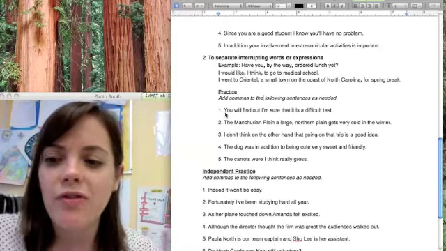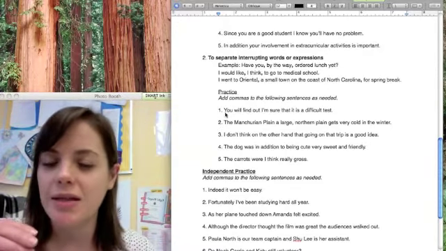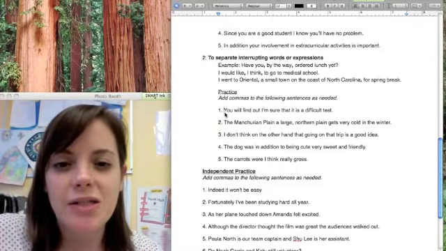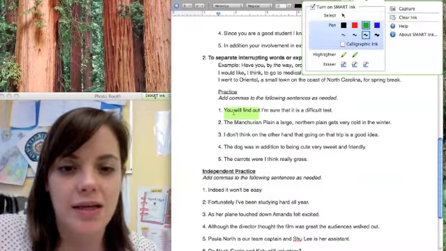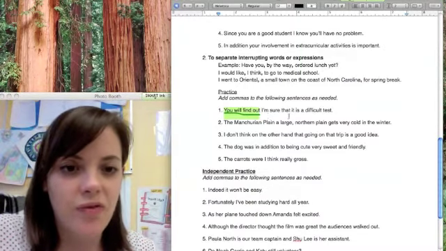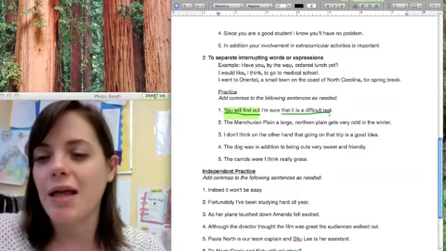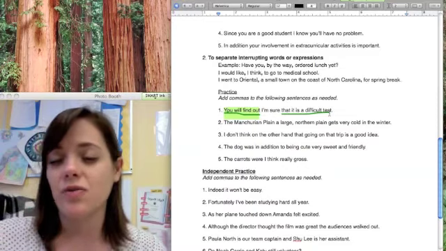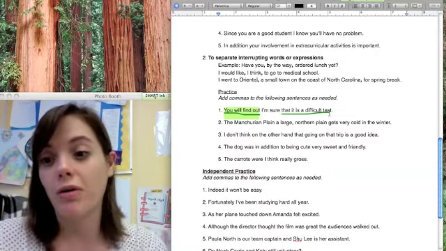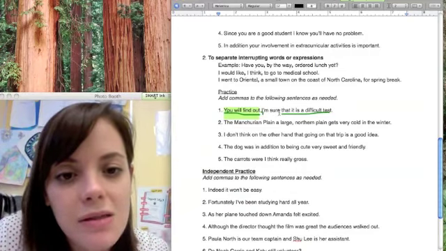So let's try to find what the real sentence, what the main point is that they're trying to make here. So they're basically trying to say you will find out that it is a difficult test. All right, so "I'm sure" is kind of an interruption there. It's what they're adding to it. So they're saying you will find out that it's a difficult test, but they interrupted to tell you that they're sure that you're going to find this out. So we want to set that off with commas.